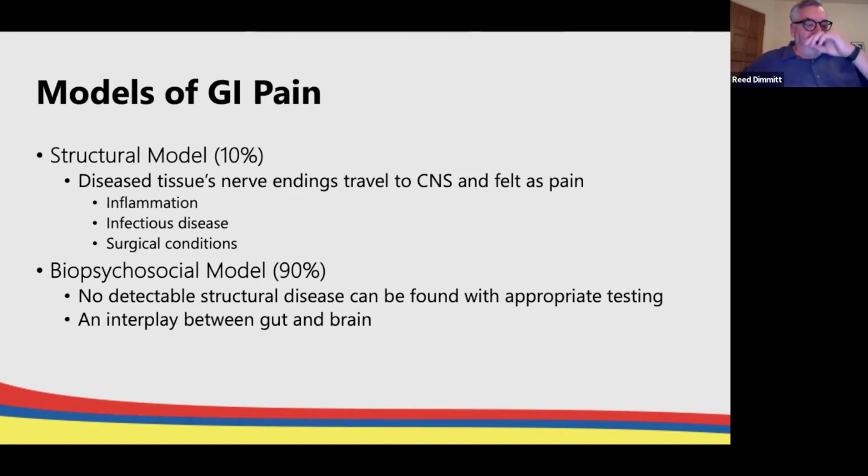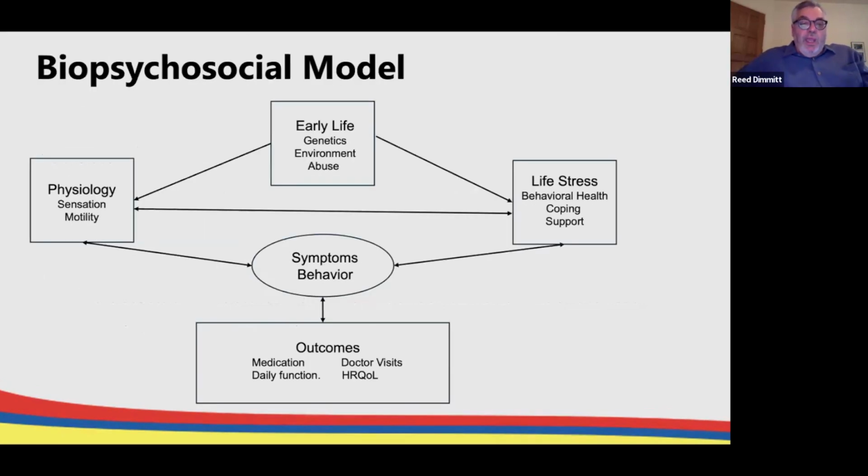What has happened over the last few years, though, is a new kind of model that's been coming out, and this will account for probably more than about 90% of our symptoms. It's called the biopsychosocial model. In essence, there is no detectable structural disease that can be found with appropriate testing, whether with blood tests, imaging, or even endoscopy. It really is an interplay between gut and brain. You look at the different domains that influence our symptoms and our behavior to those symptoms. So certainly there are genetics, environmental things, and maybe even, unfortunately, sometimes abuse.